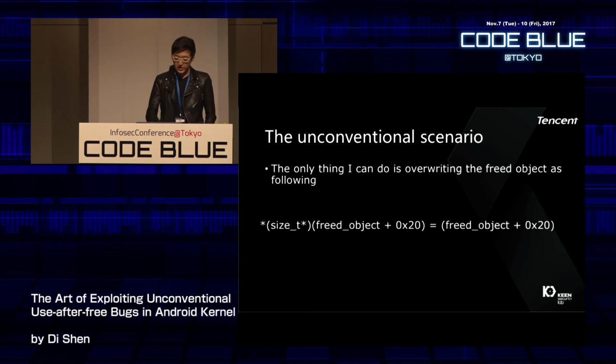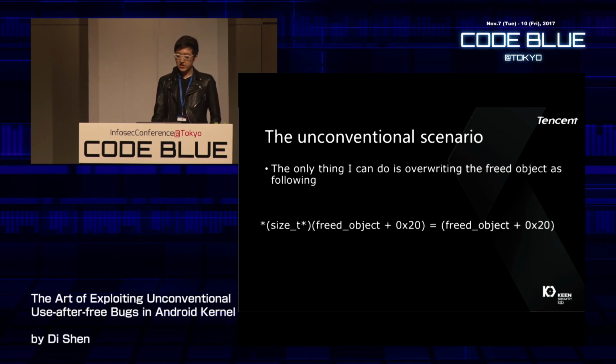So that is really an unconventional scenario in use after free exploitation. The only thing I can do is overwrite the free object as follows. You can see that you can write a value to the address of the free object plus 20, and the value is also the address of the free object plus 20. That makes sense because the bug is a list entry deinitialization, and the list entry is a dangling pointer.